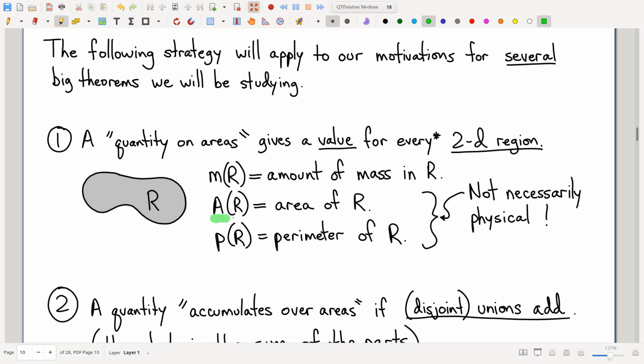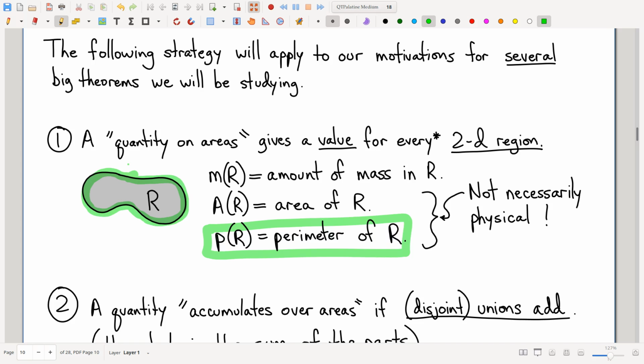Area itself is a quantity, because if you give me a region, we can talk about the area of that region. Here's a silly one, arguably, perimeter. That is a quantity defined on regions. If you give me a region, I can talk about the perimeter, like that. How far do you have to walk around that region?